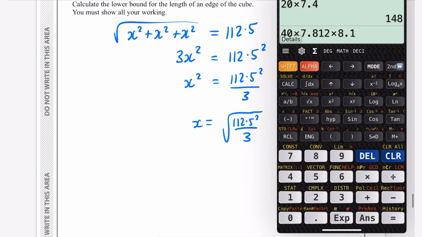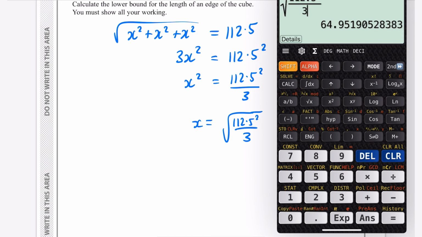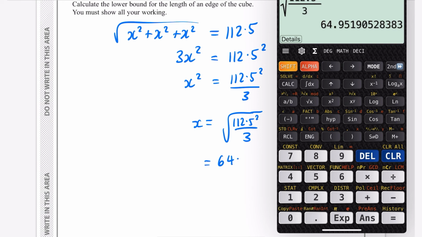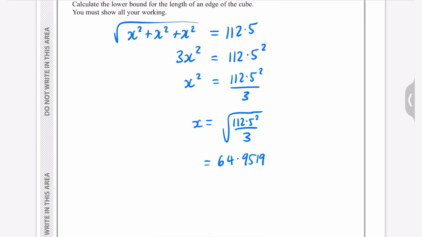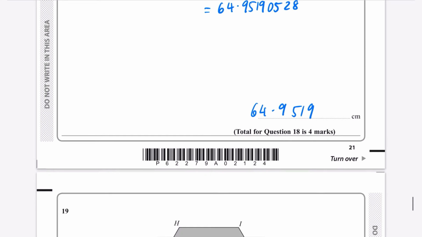Okay, so I'm going to just do it on my calculator. The square root of 112.5 squared over 3. And we get the lower bound. It doesn't want it to any particular value, so I'm going to write 64.9519. I think that's enough decimals. I'm just going to see what they say. Yeah, they just want something between 6.49 and 6.5. You could write more numbers if you want to. They've got in the mark scheme, it goes all the way up to this, but 64.9519 is definitely more than enough for this.